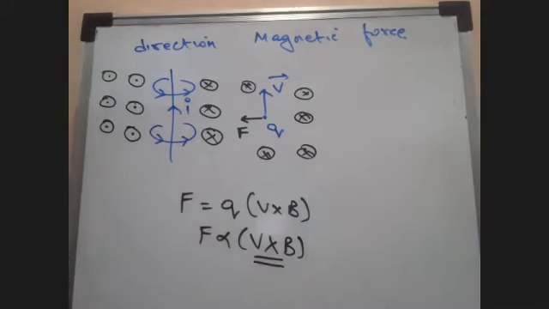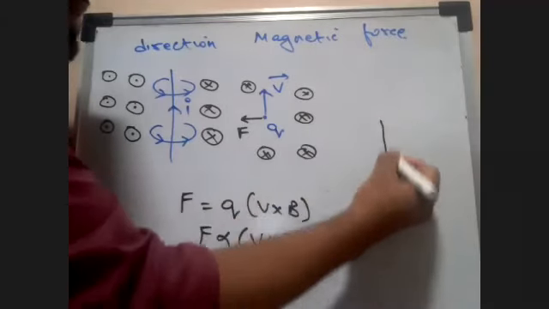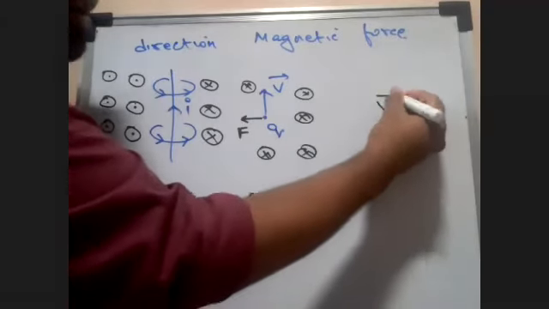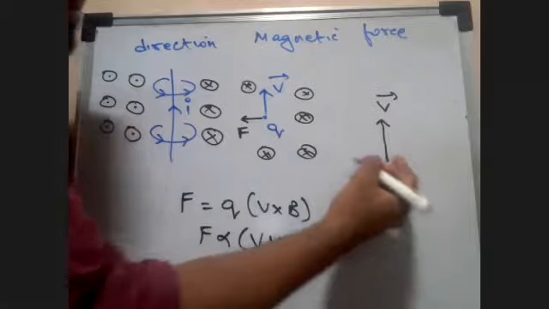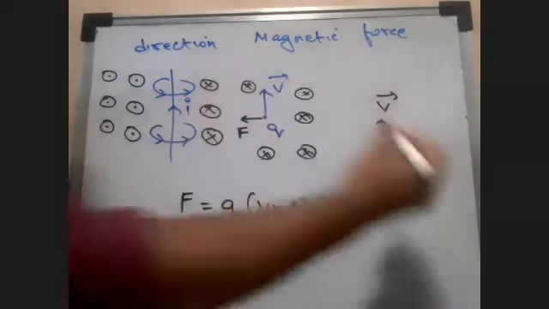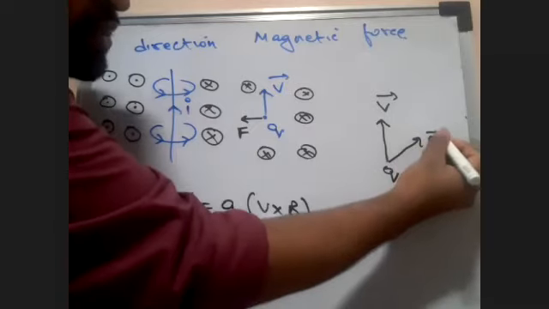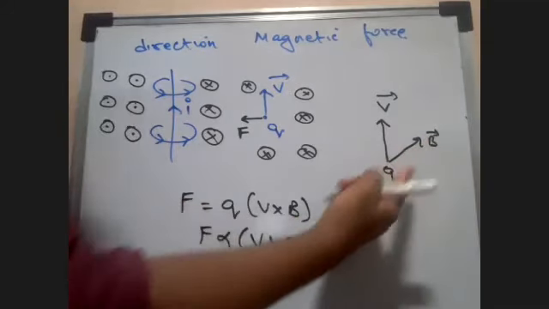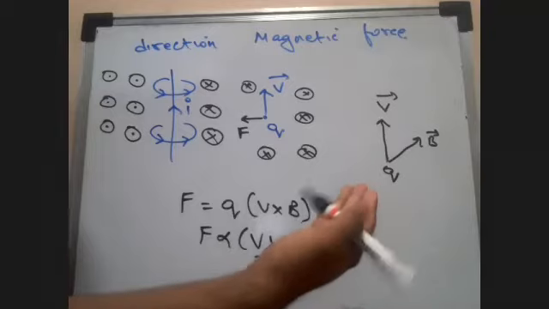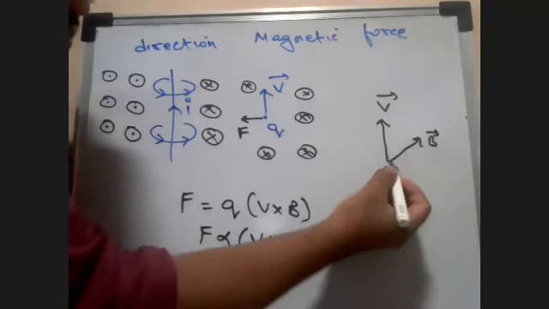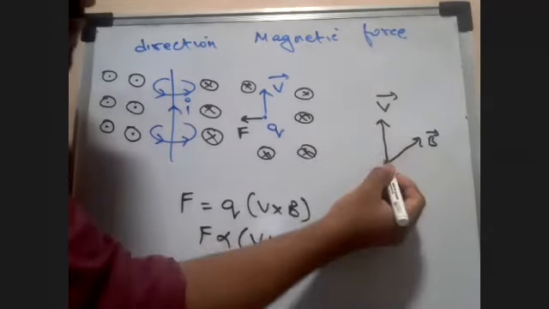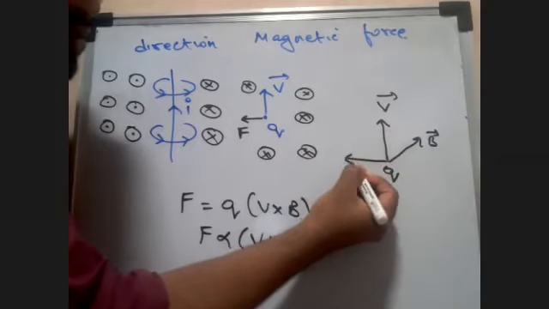So I will draw the graph here: if V, the velocity vector of the charge Q, is upwards and my magnetic field B is inside the plane, I cannot draw it literally inside the plane, not possible, so understand that. Then V cross B will give me a force which is directly towards the left side.